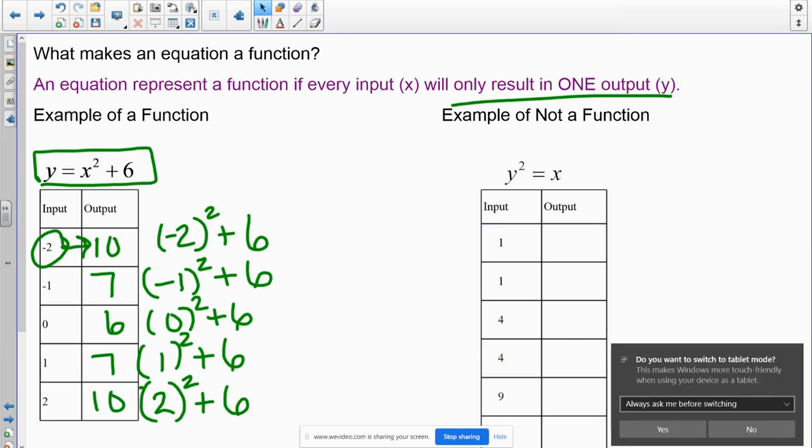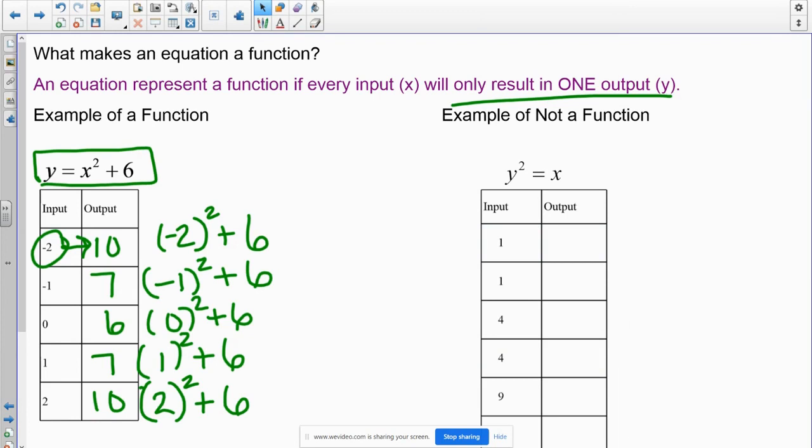So we're going to look at a non-function when it comes to an equation. We have the equation up here, y squared equals x. It might be easier to understand if we flip that around since we're inputting the x. Let's go x equals y squared. I just flip those around because they're equivalent, so that means they're balanced. So I can just flip one to the other.